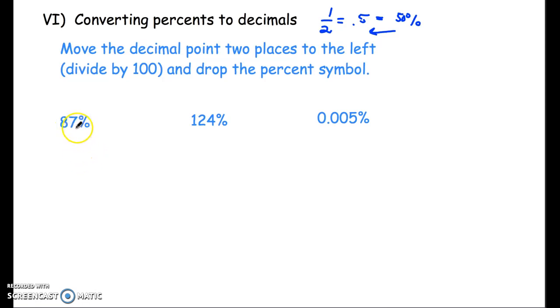So 87% becomes 0.87 as a decimal. 124%, 1.24 as a decimal. 0.005%, be careful, 1, 2, we have 0.00005 as a decimal. Okay, so percents to decimals, we just move it 2 places to the left. Really easy.